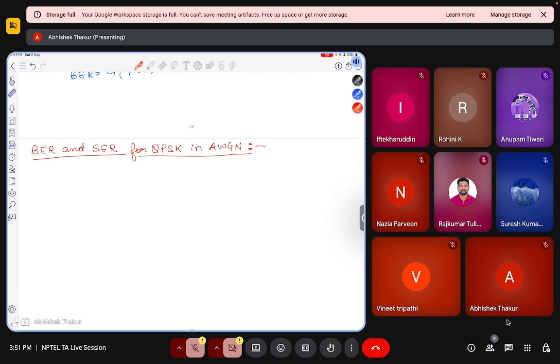So first we will see the bit error rate and symbol error rate for QPSK in AWGN. So let's suppose, like in BPSK, what happens? The transmitted symbols are symbol 0 and 1. So this is the first symbol, and the second symbol is this.